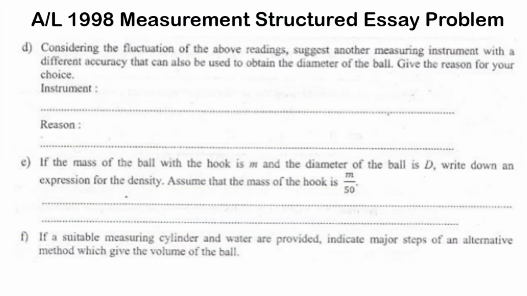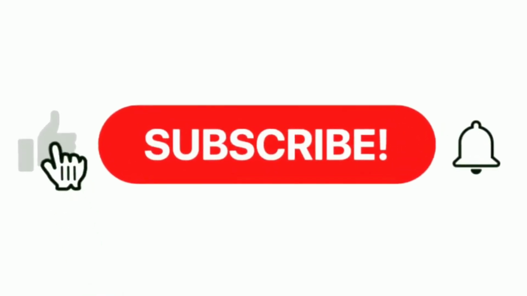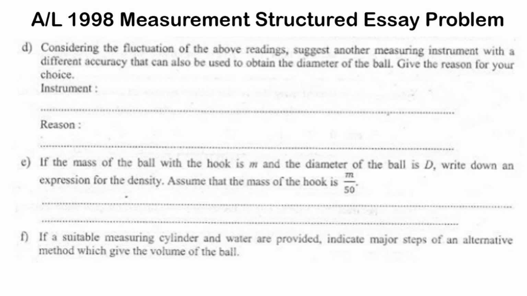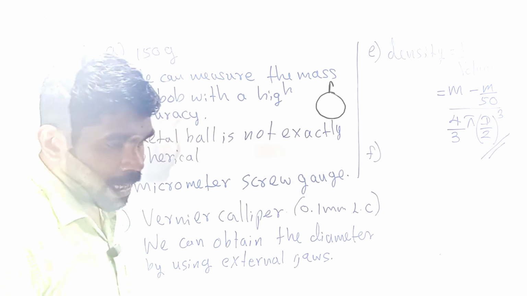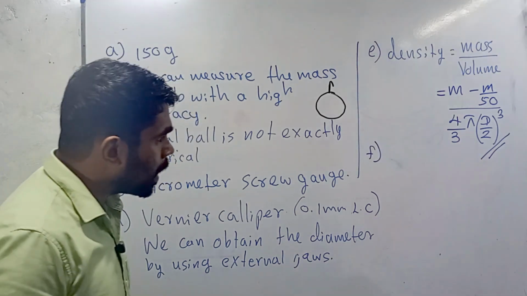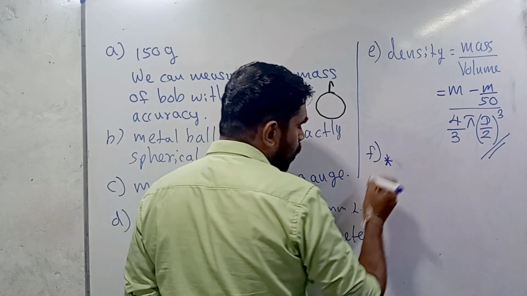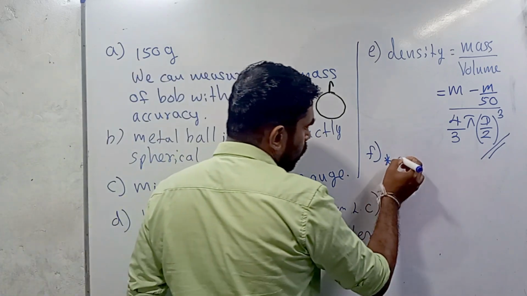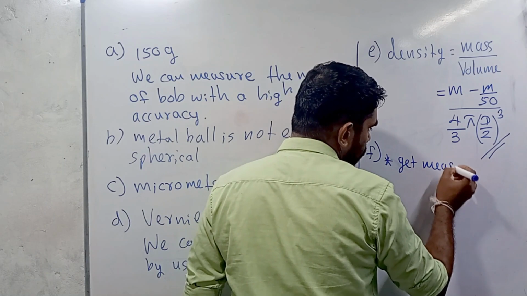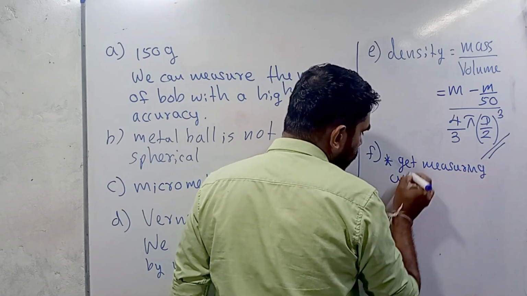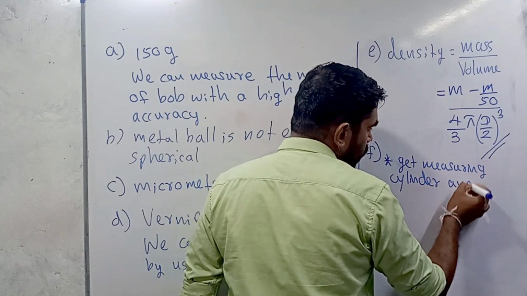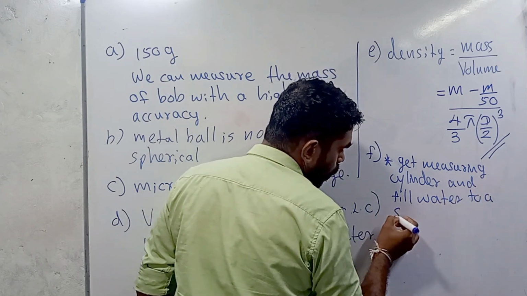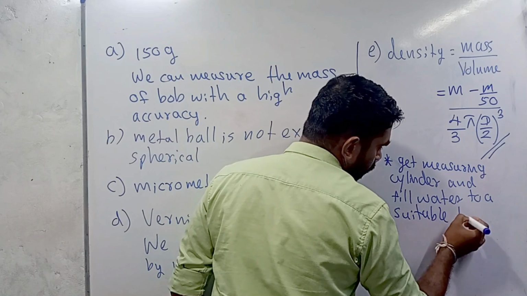Part F. If a suitable measuring cylinder and water are provided, indicate major steps of an alternative method which gives the volume of the ball. We can get a measuring cylinder and fill water to a suitable level.